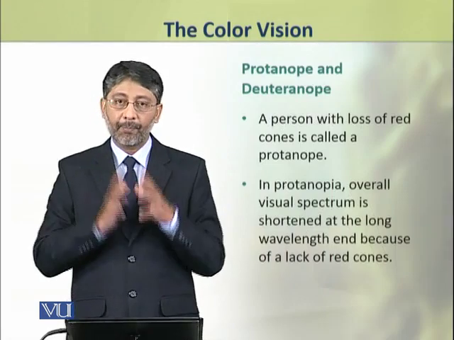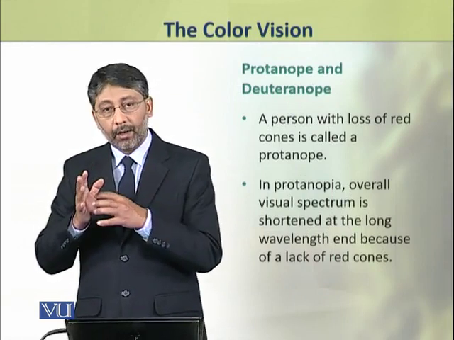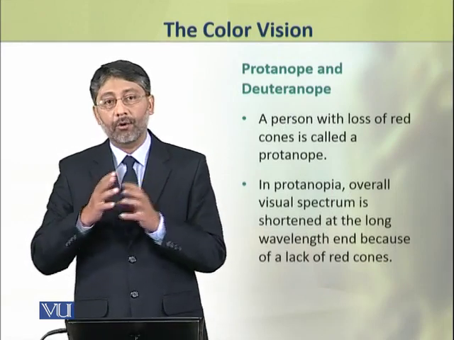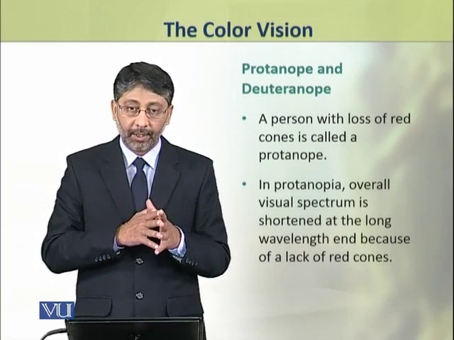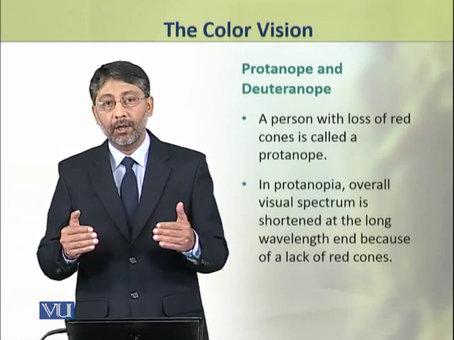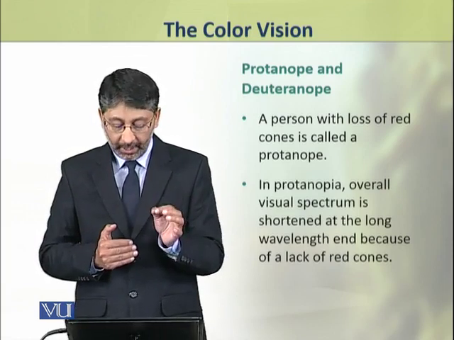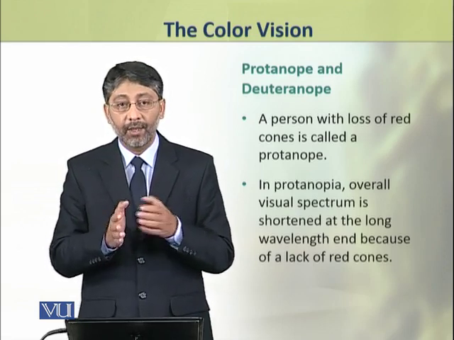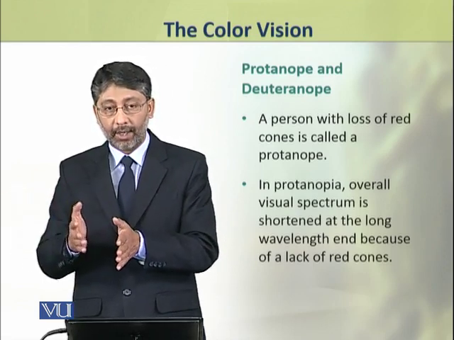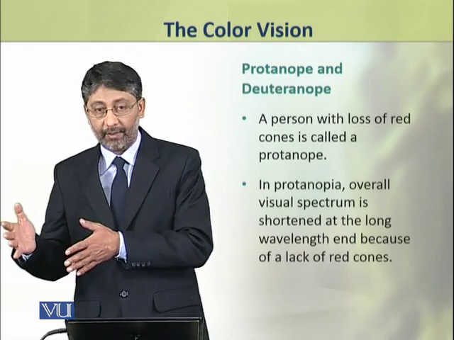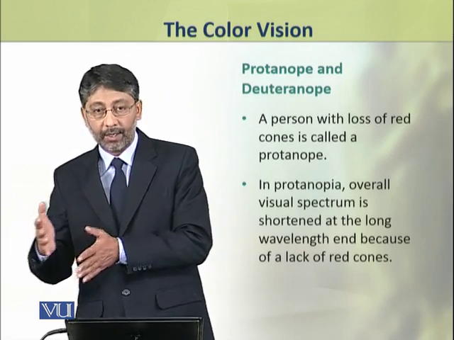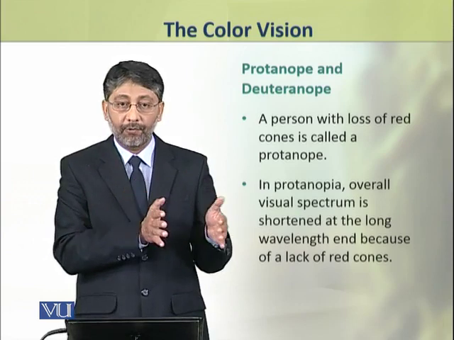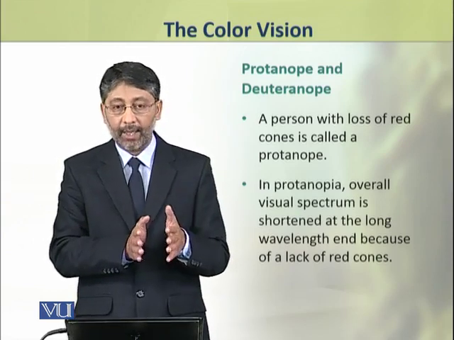Dear students, a person who does not have the red cones is called a protanope. A protanope person has a condition which is called protanopia. In protanopia, the visual spectrum is reduced. It is shortened because red जो है, ये red color जो है, इसकी wavelength जो है वो long wavelength है. ये ज़्यादा wavelength है. ये 700 नैनोमीटर वाले रीजन में है. और एक पर्सन जिसके पास रेड कोन्स नहीं होंगी, उसका विजुअल कलर विजुअल फील्ड रिड्यूस हो जाता है और इसे कहते हैं प्रोटेनोपिया.